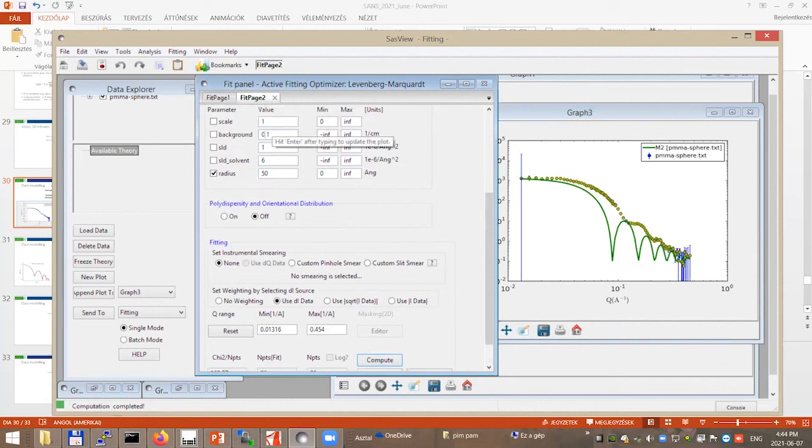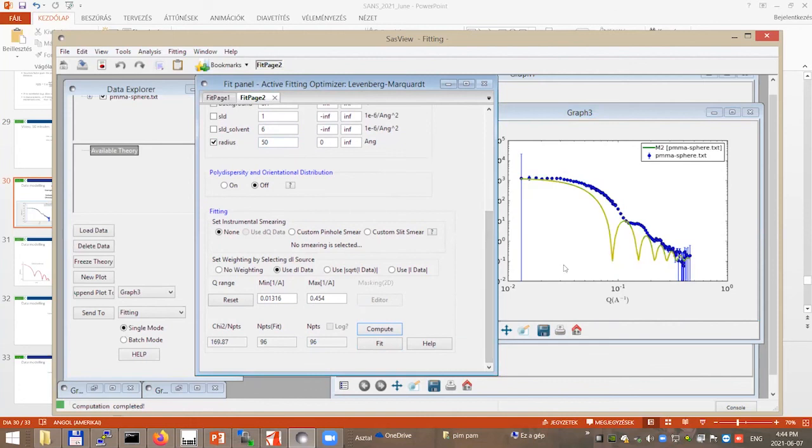So we can stay with this background and vary only this single radius and see what happens if the computer is able to fit the curve. Fit. So now I'm pressing fit. Well, I'm pressing it once again.